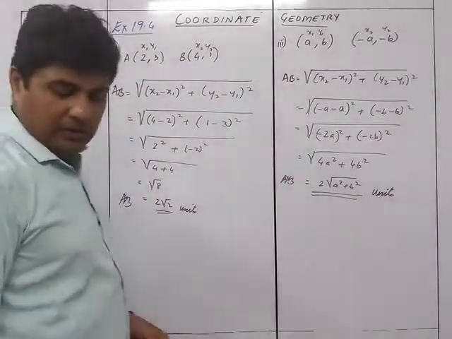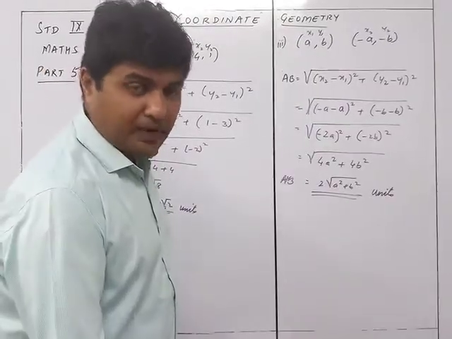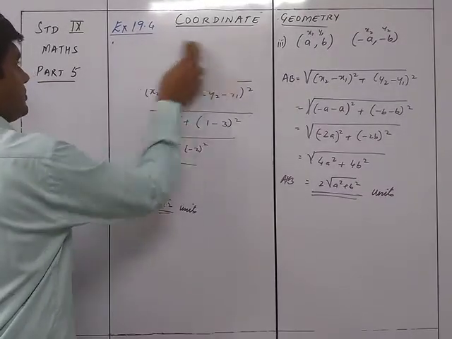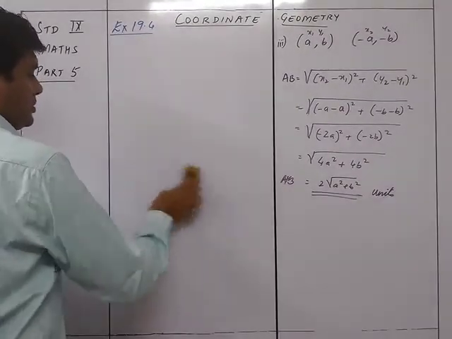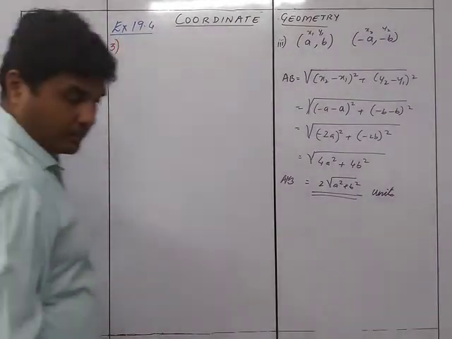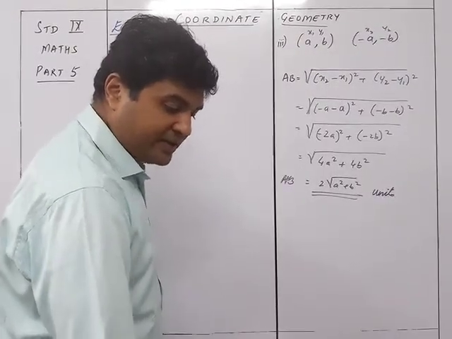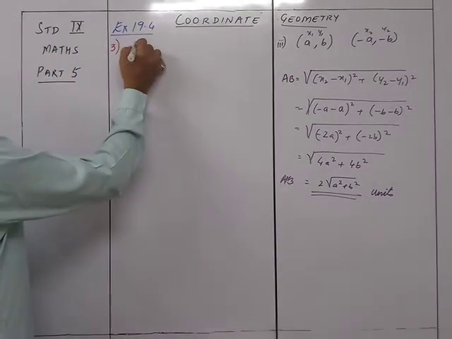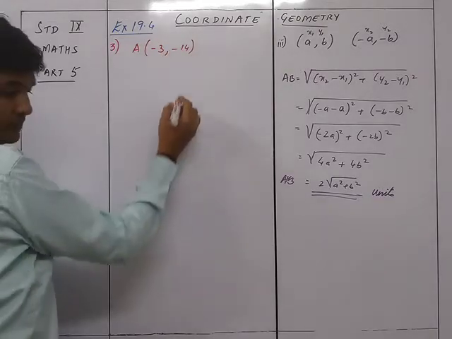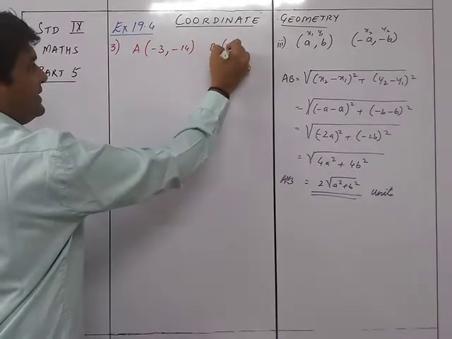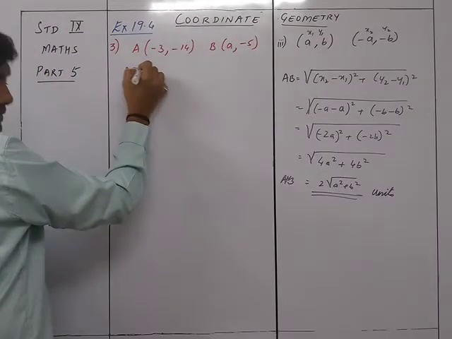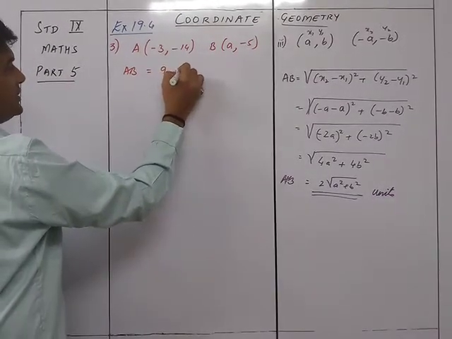That was sum number 1. Now we move on to sum number 3. Find the value of A if the distance between, so it is given to you that A is minus 3 comma minus 14, B is given as A comma minus 5 and AB is given as 9 units.